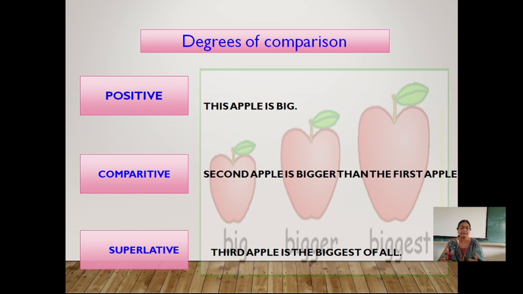Then we come to the comparative form. In comparative degrees, we use noun plus than and again another noun. Second apple is bigger than the first apple. Why do we do so? Because when I am comparing, I am finding that there is a difference between two objects which we are comparing. So if we find the difference, we say the other one is bigger or smaller or more beautiful than the first one. So with comparative degrees, we always use than.